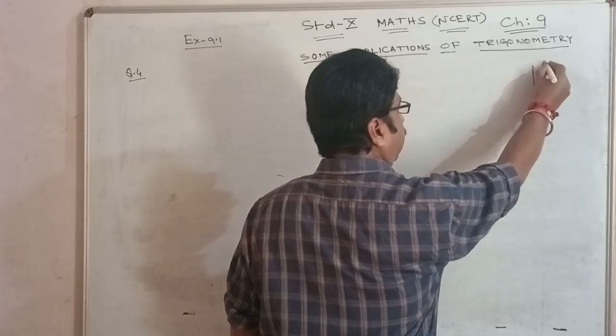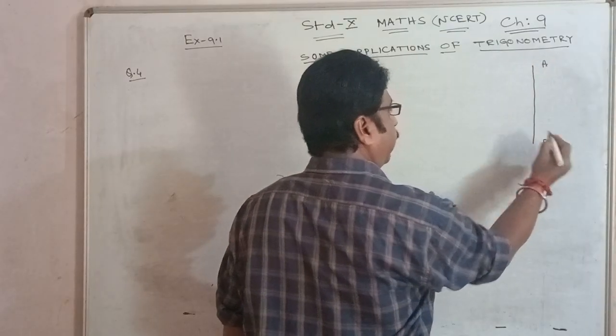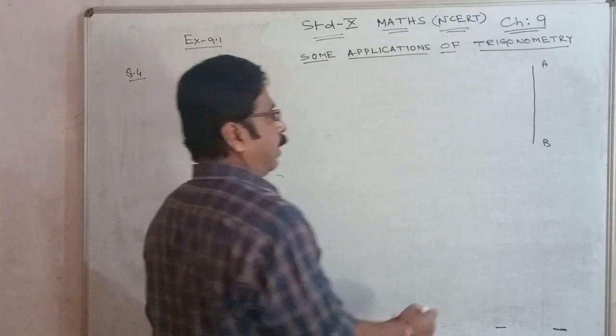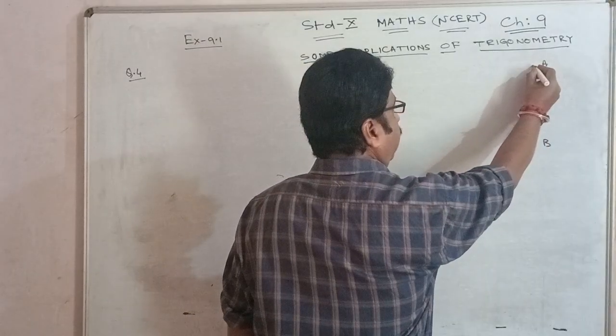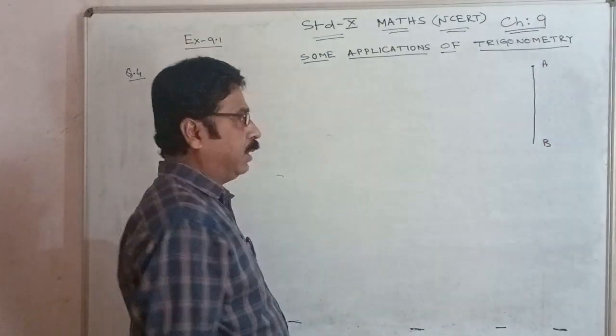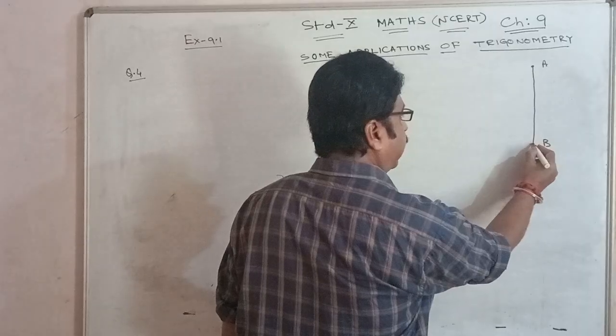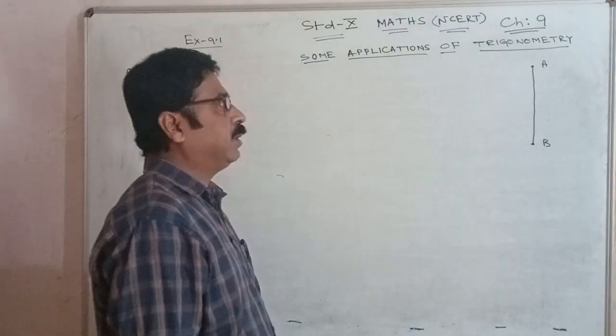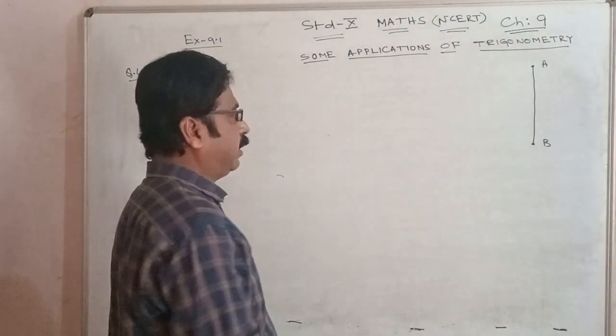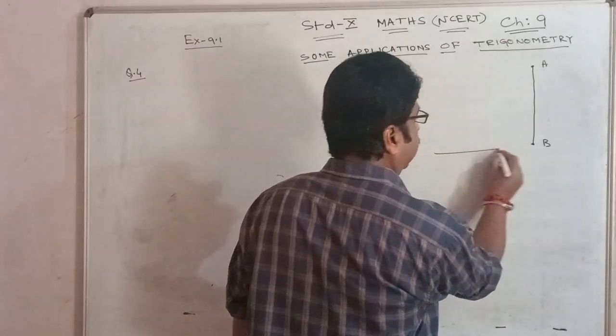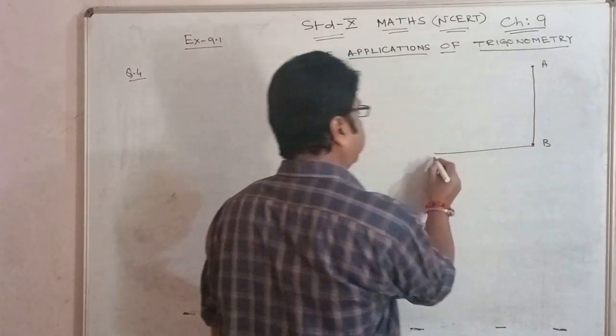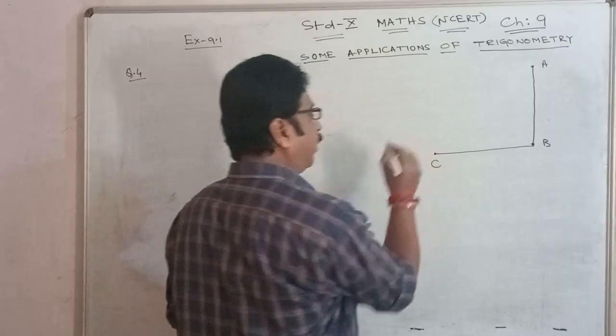Suppose AB is the tower. It is the top point of the tower and it is the bottom point of the tower. So A is the top point, B is the bottom point. And this is the ground level. C is a point on the ground level.